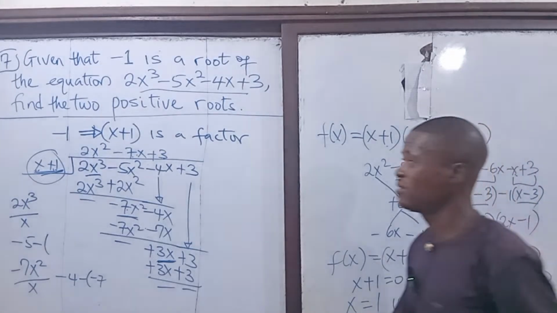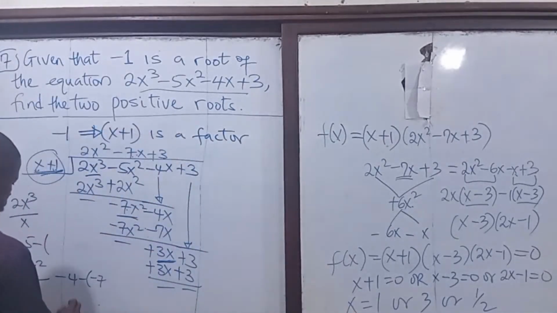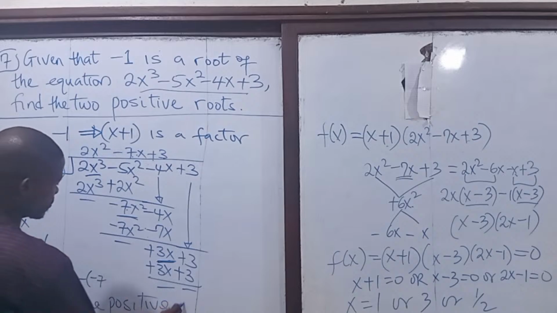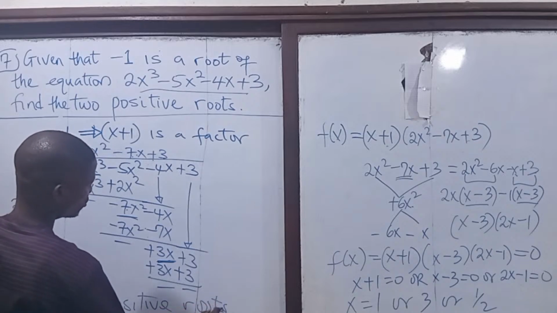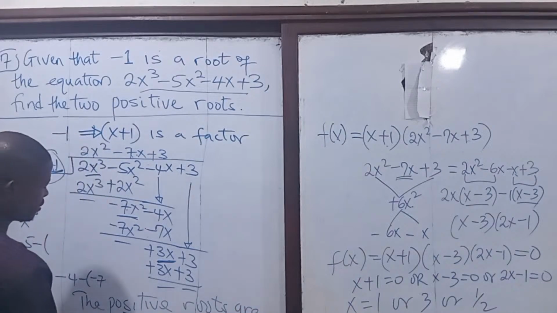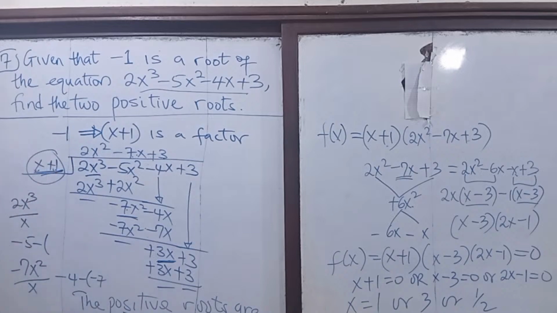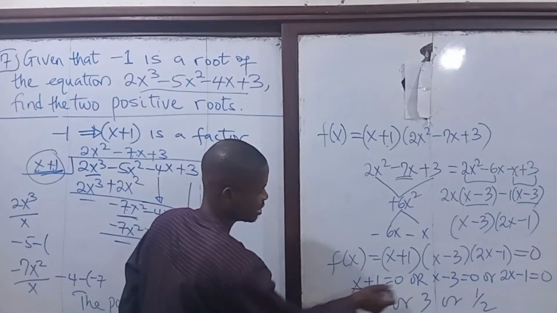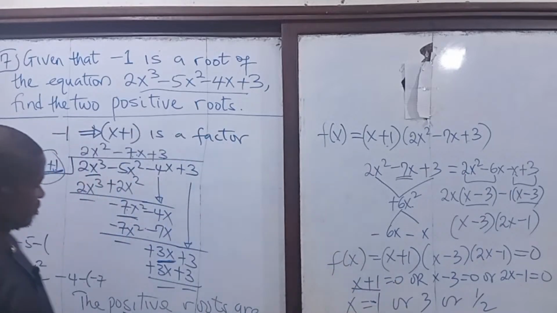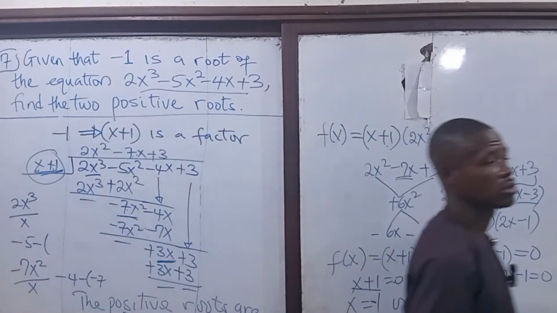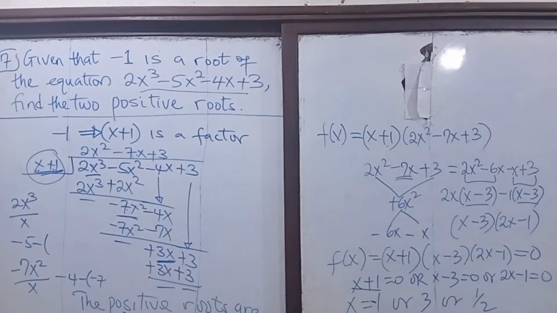So we need the positive roots. So the positive roots are 3 and 1 over 2. That's the positive. This one here is minus 1. If you solve x plus 1 equal to 0, that's minus 1. So the positive roots are 3 and 1 over 2. For that question, the positive roots are 3 and 1 over 2.